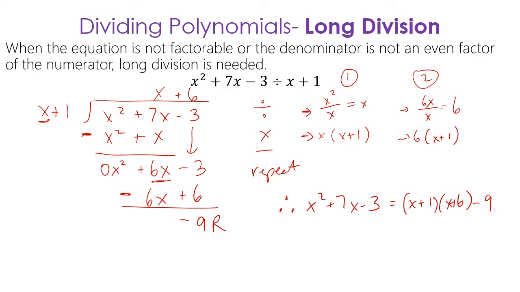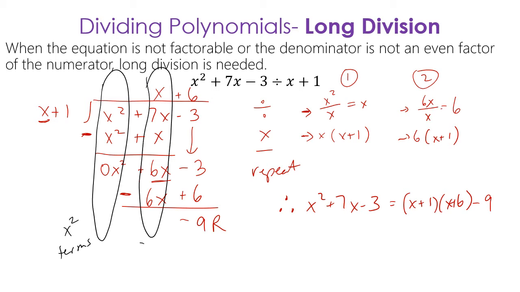Now I'm going to add a couple things to this. Organizational things. So your columns should always line up perfectly, meaning that right there should only be x squared terms. This column should always be x terms. This column should always be constant terms, or just numbers.